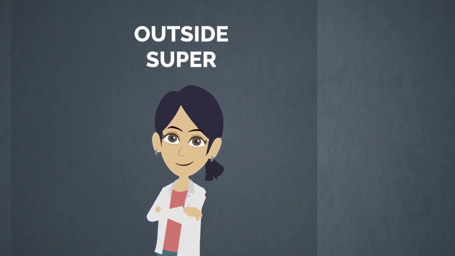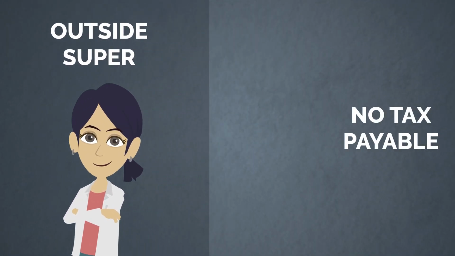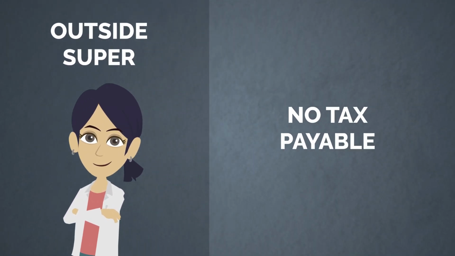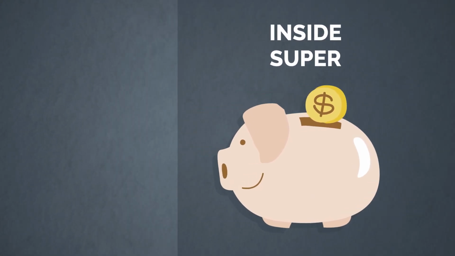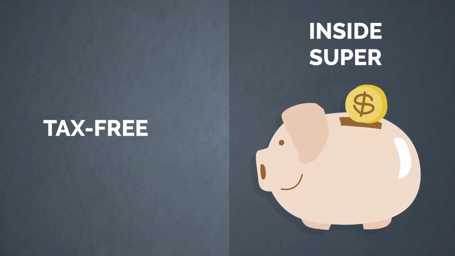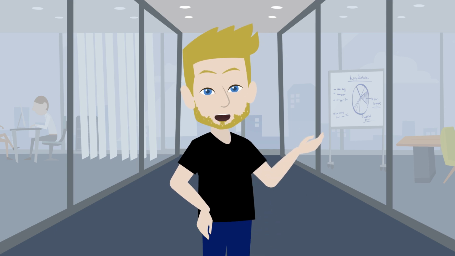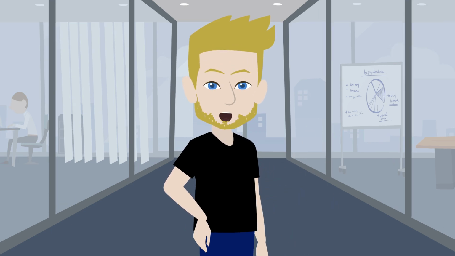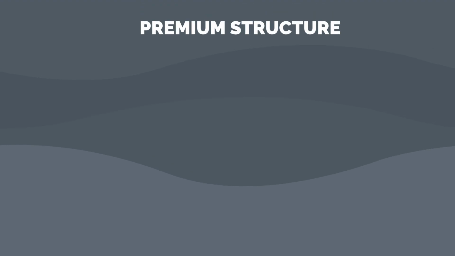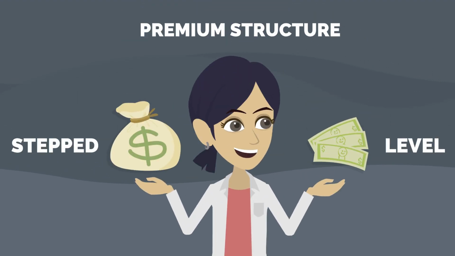Where the policy is funded outside of superannuation, there is no tax payable on the benefit. Where the policy is funded inside of superannuation, it can generally be paid tax-free to a financial dependent. If not paid to a financial dependent, there will be tax implications which may need to be factored into your risk needs analysis. Life insurance premiums can be structured as either stepped or level premiums.